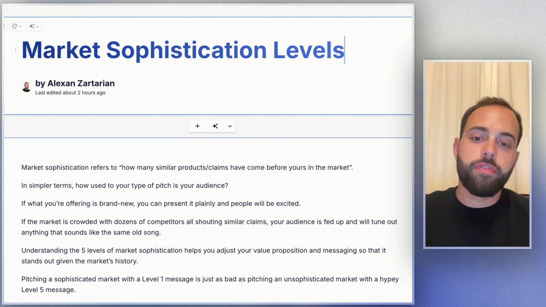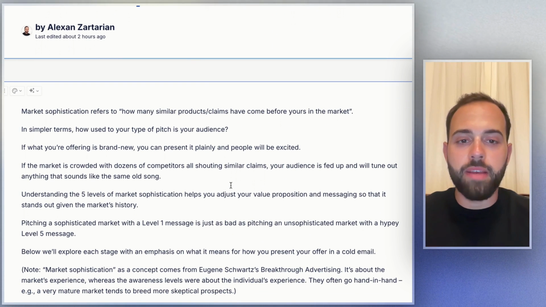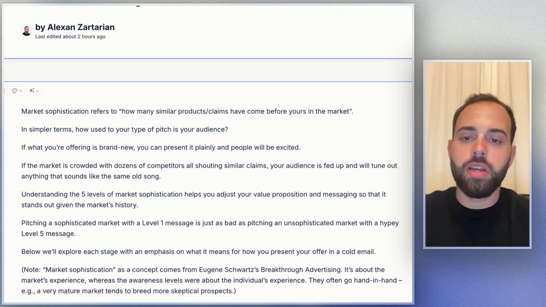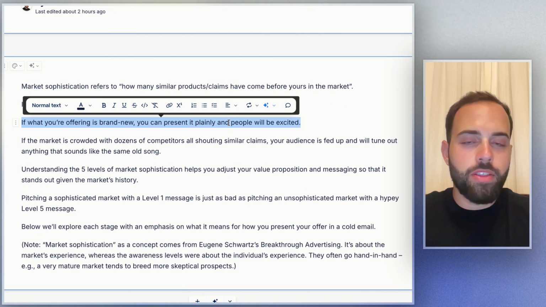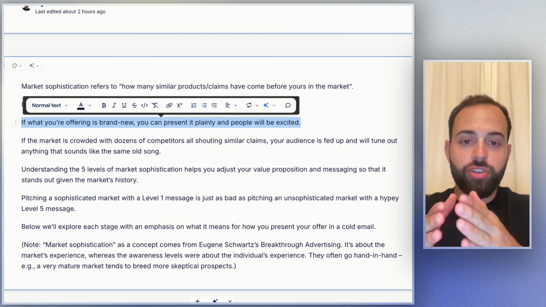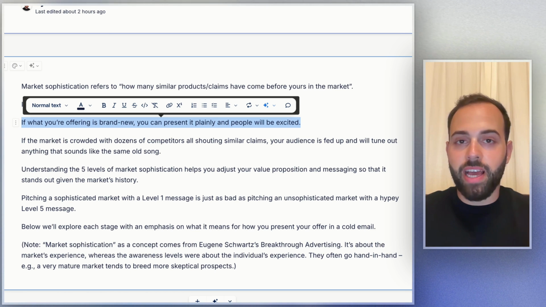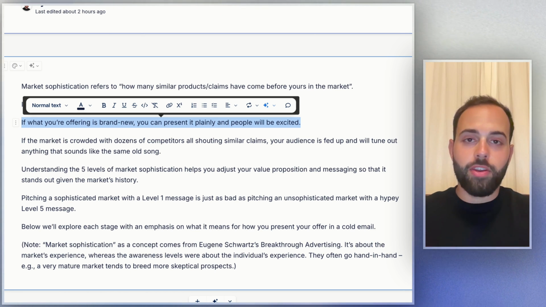Market sophistication refers to how many similar products or claims have come before yours in the market that you operate in. In simple terms, how used to your type of pitch is your audience? If what you're offering is brand new, it means that you can present it extremely plainly and people might be excited or interested. But if the market that you operate in is crowded and you have tons of competitors who are all making similar claims to you, it means that your audience is most likely fed up and they're going to be able to tune out anything that sounds like what they've already heard hundreds and hundreds of times.